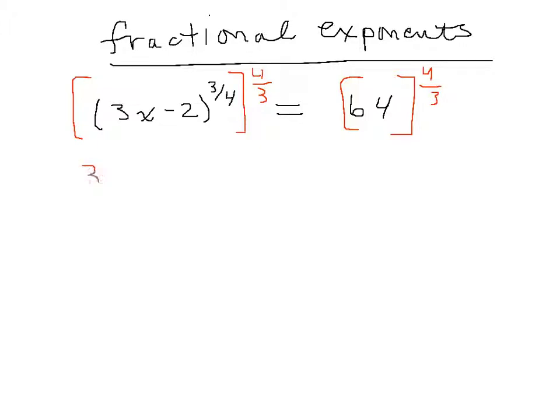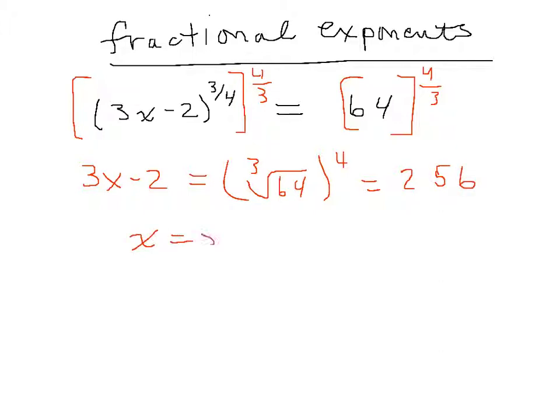So if I do that, I simply get 3x minus 2. And 64 to the 4/3 means the cube root of 64 to the 4th, which is equal to, cube root of 64 is 4, and 4 to the 4th is 256. And so if I solve this equation, I get x is equal to 86. And I should check it and make sure that what I get is correct. All right, so that's kind of cool. Let's look at another one like that.